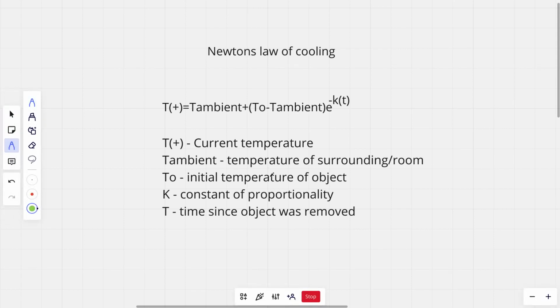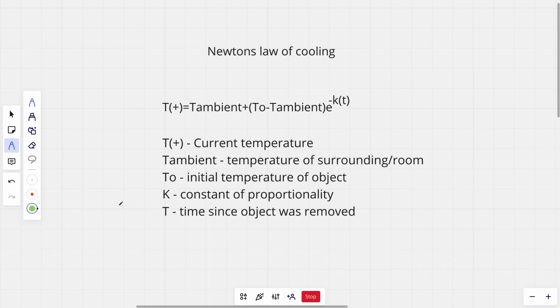And today I'm going to be talking about Newton's law of cooling. So his formula is T = T_s + (T_0 - T_s)e^(-kt). To explain what these variables are: T is the current temperature, T_s is the temperature of the surrounding room, T_0 is the initial temperature of the object, and k is the constant of proportionality. t is the time since the object was removed.